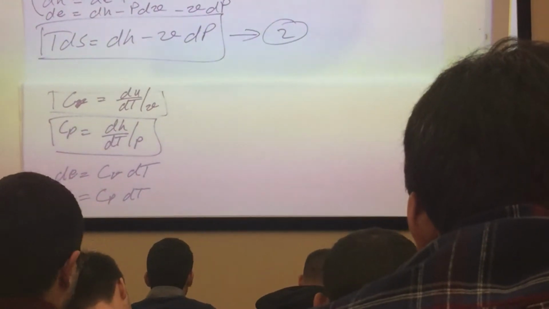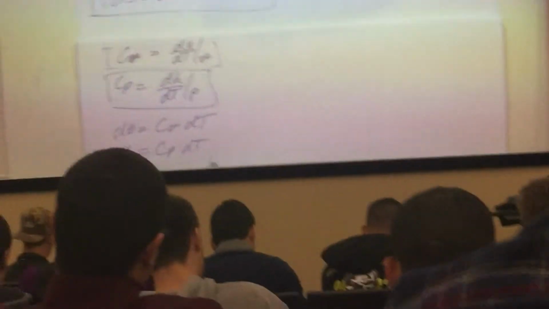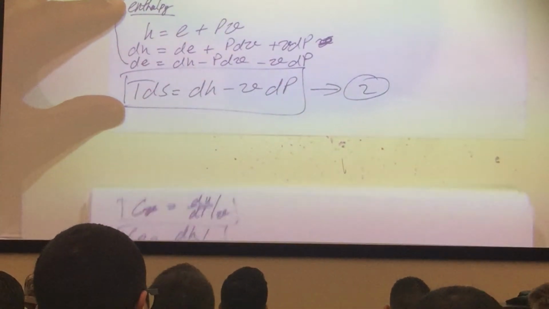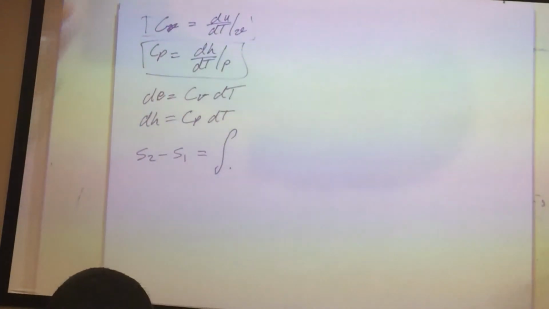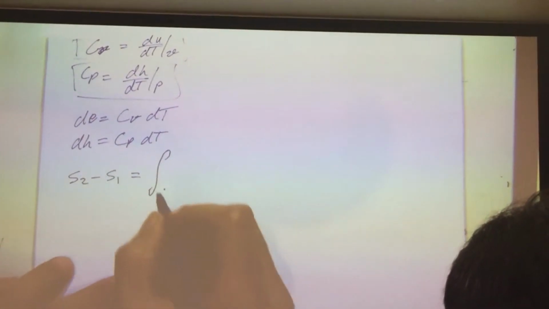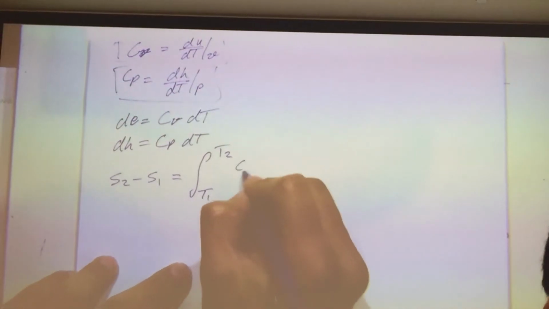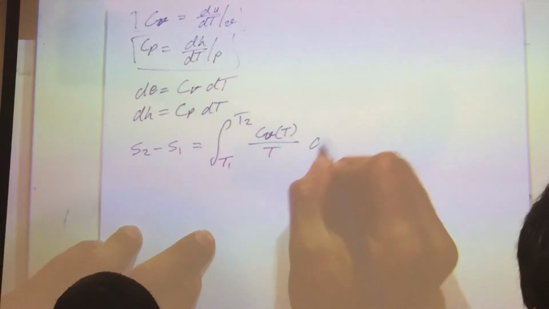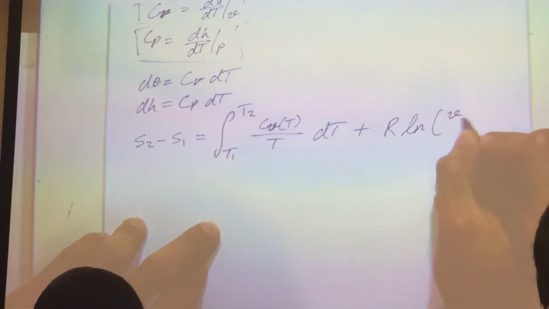So from those, I could use those equations, substitute them in my TdS equations, and what am I going to get? I'm going to get S2 minus S1, which we derived earlier, is equal to the integral of Cv as a function of temperature over T, dT, plus R, the natural log of the volume change.